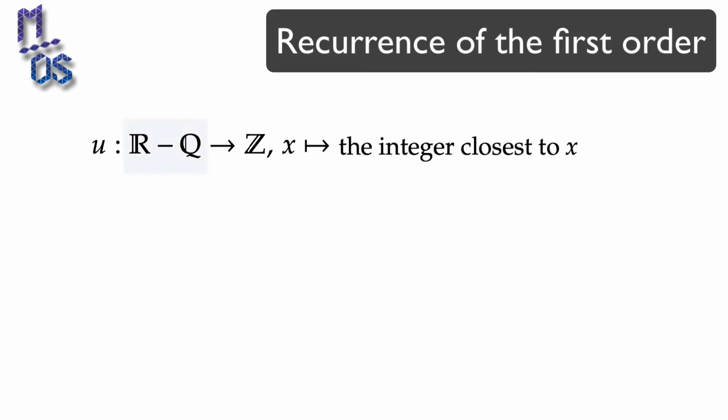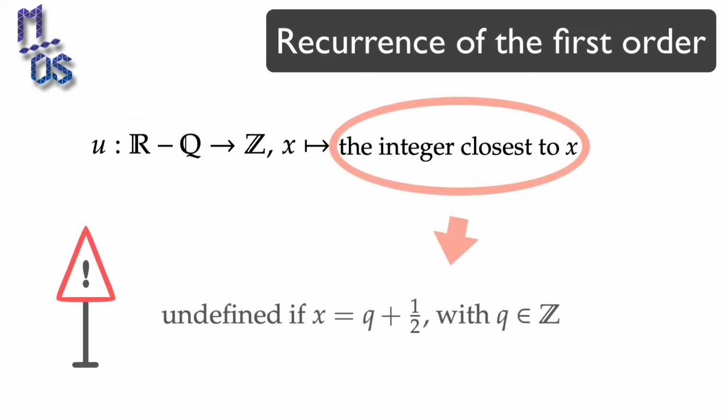Restricting our function to the set of irrational numbers is convenient, because the integer closest to x is undefined when x is a rational number of the form q plus 1/2, where q is an integer. And this is not a limitation, since we're going to apply this function only to irrational numbers, as you will see.